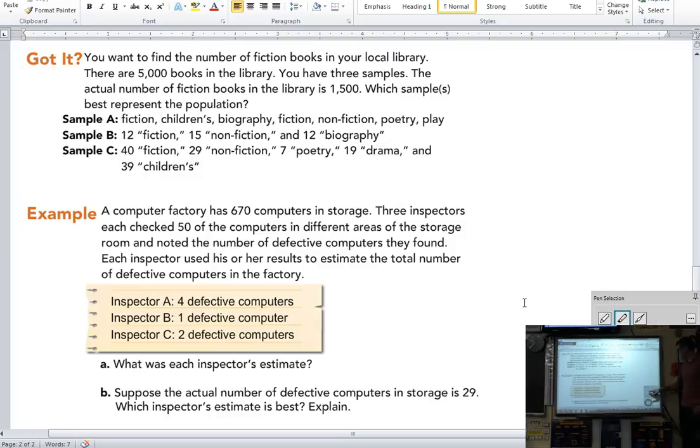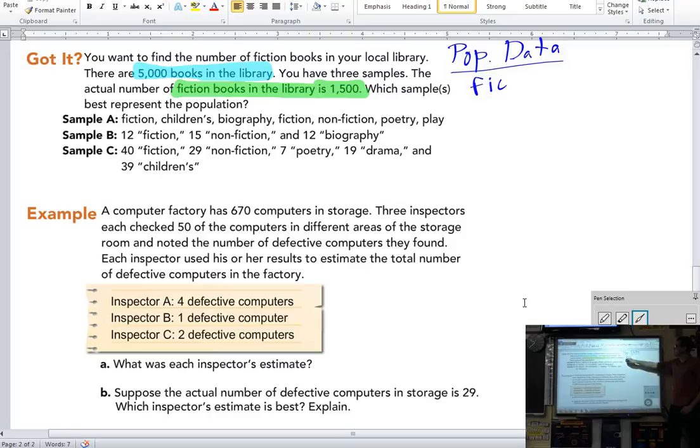What we actually know is in the library, there are 1,500 fiction books out of 5,000 total books. We know the population data. So, let's go ahead and start notating. We have population data. And if we do our part divided by whole here, we're going to be doing fiction compared to all books. And my fiction compared to all books would be 1,500 divided by 5,000. I can chop off zeros.